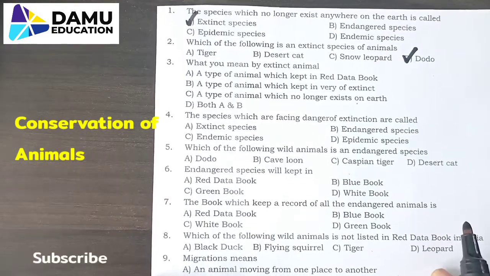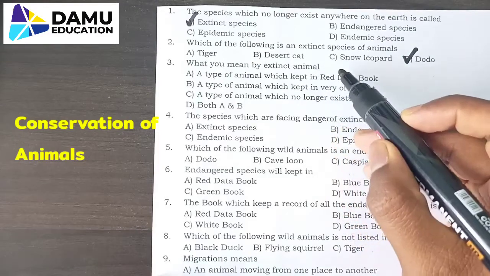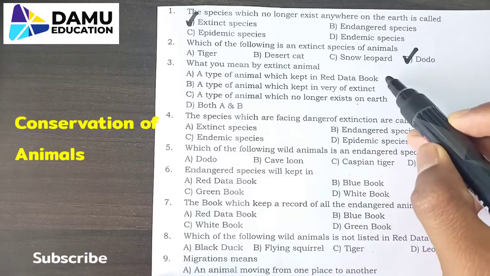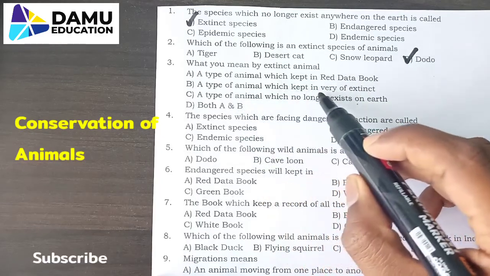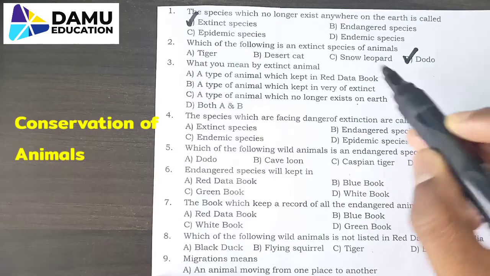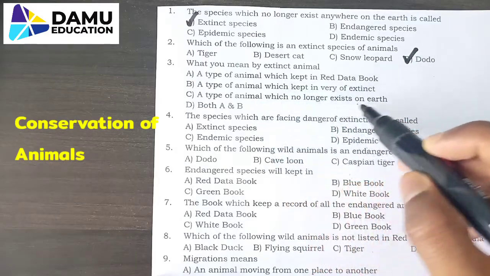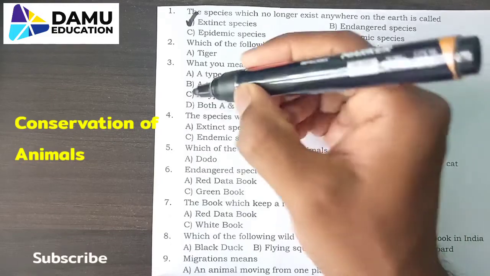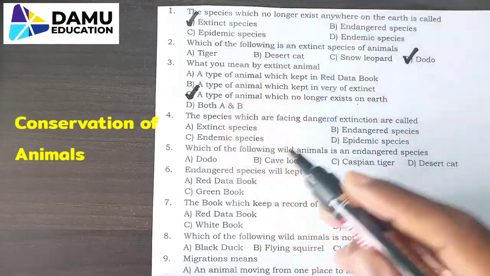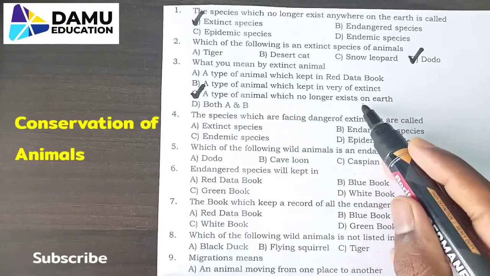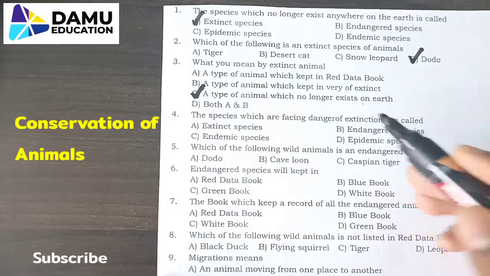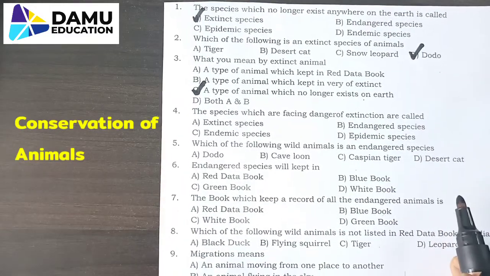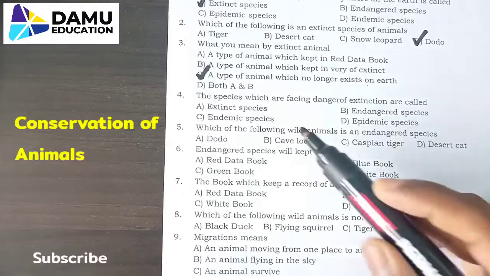Next one. What do you mean by extinct animal? First option, a type of animal which is kept in the Red Data Book. Second, a type of animal which is on the verge of extinction. Third, a type of animal which no longer exists on earth. Fourth, both A and B. The third one, option C, is the answer. A type of animal which no longer exists on earth is called an extinct animal. They are asking continuously about extinct only.